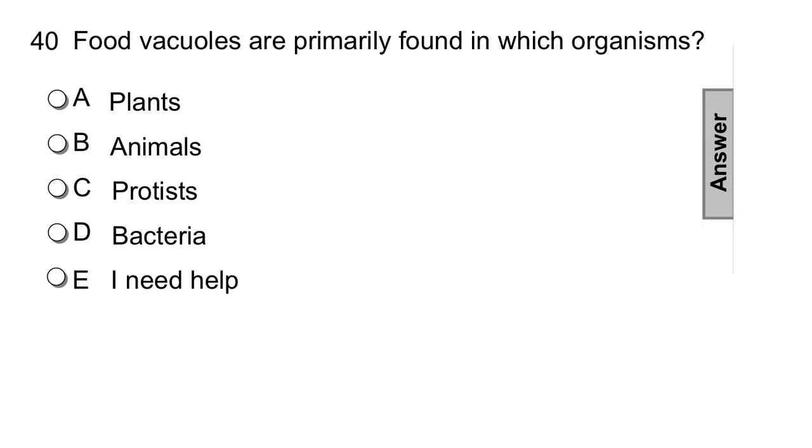Food vacuoles are primarily found in what organisms? Well, protozoans. They actually eat little microscopic food things and bring that phagocytosis it into their body, into their cell. They're only one cell big. And then send the lysosome to eat it up.